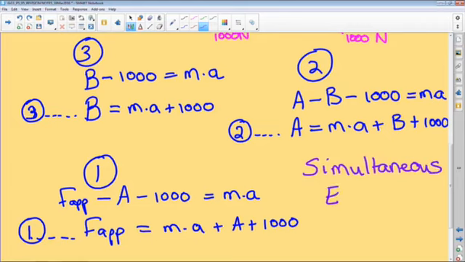Okay, and a lot of people go, oh my goodness, I don't know what to do with simultaneous equations. That's not a problem. We're going to work through it. So for number 3, we've got B is equal to MA plus 1000. For 2, we've got A is equal to MA plus B plus 1000. And for the first one, force applied equals MA plus A plus 1000.